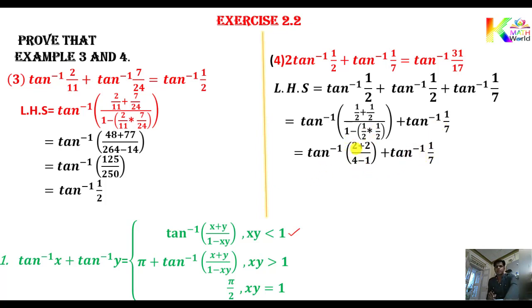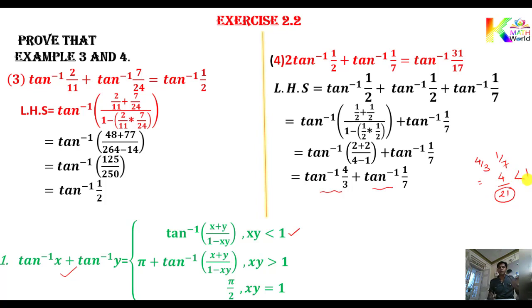So we get in the next step 2 plus 2, that is 4, 4 minus 1, that is 3. So 4/3 plus 1/7. So again if you see it properly, then again you got which format? This format again. So again check the product firstly. So 4/3 into 1/7. So what should be the answer? 4/21. Again the denominator is larger than the numerator. It means this product must be less than 1. If less than 1, then again you can apply this formula.